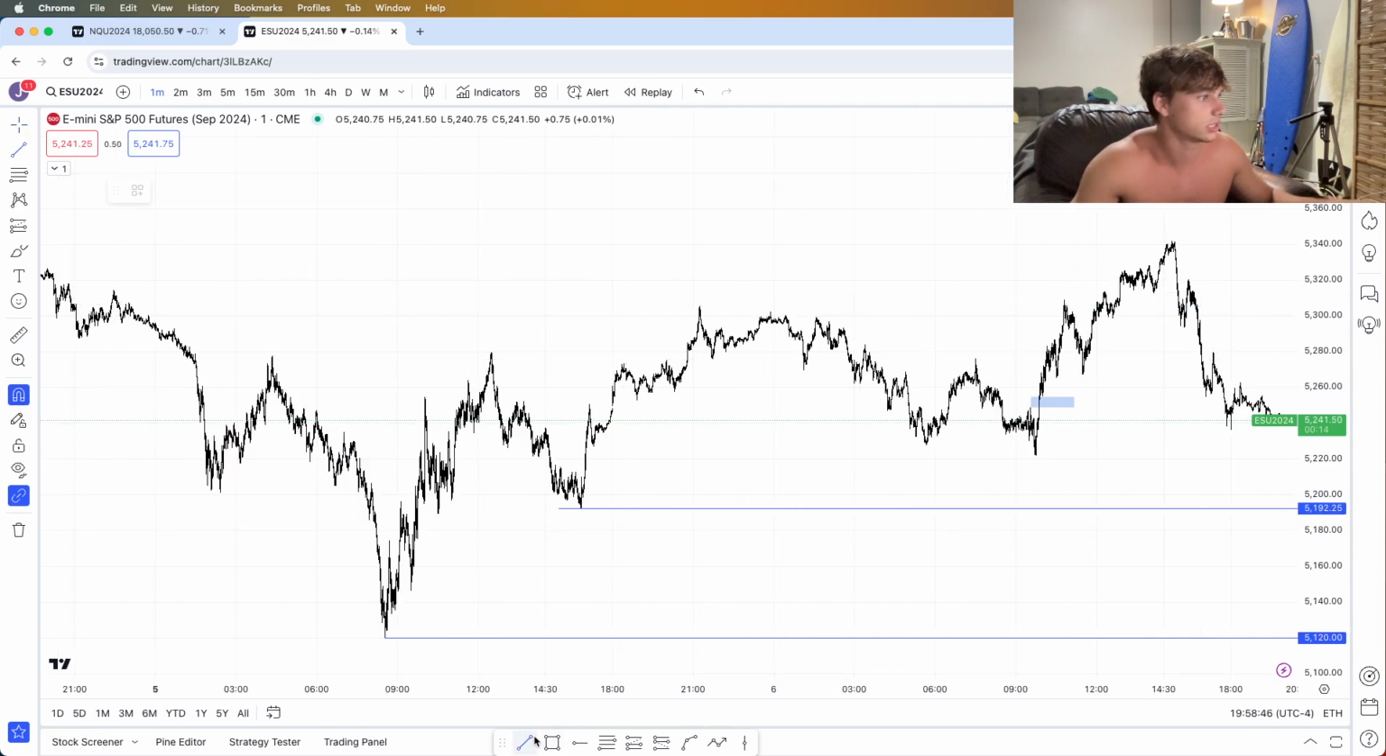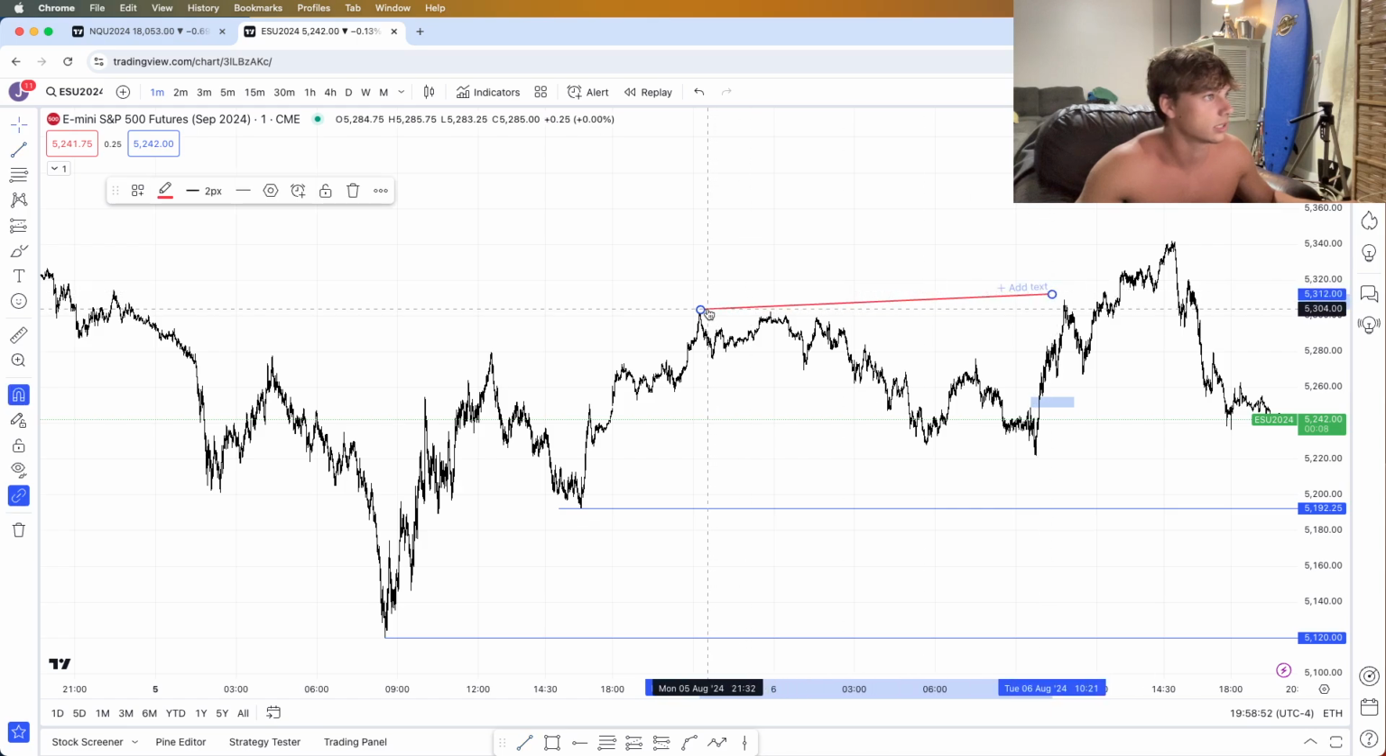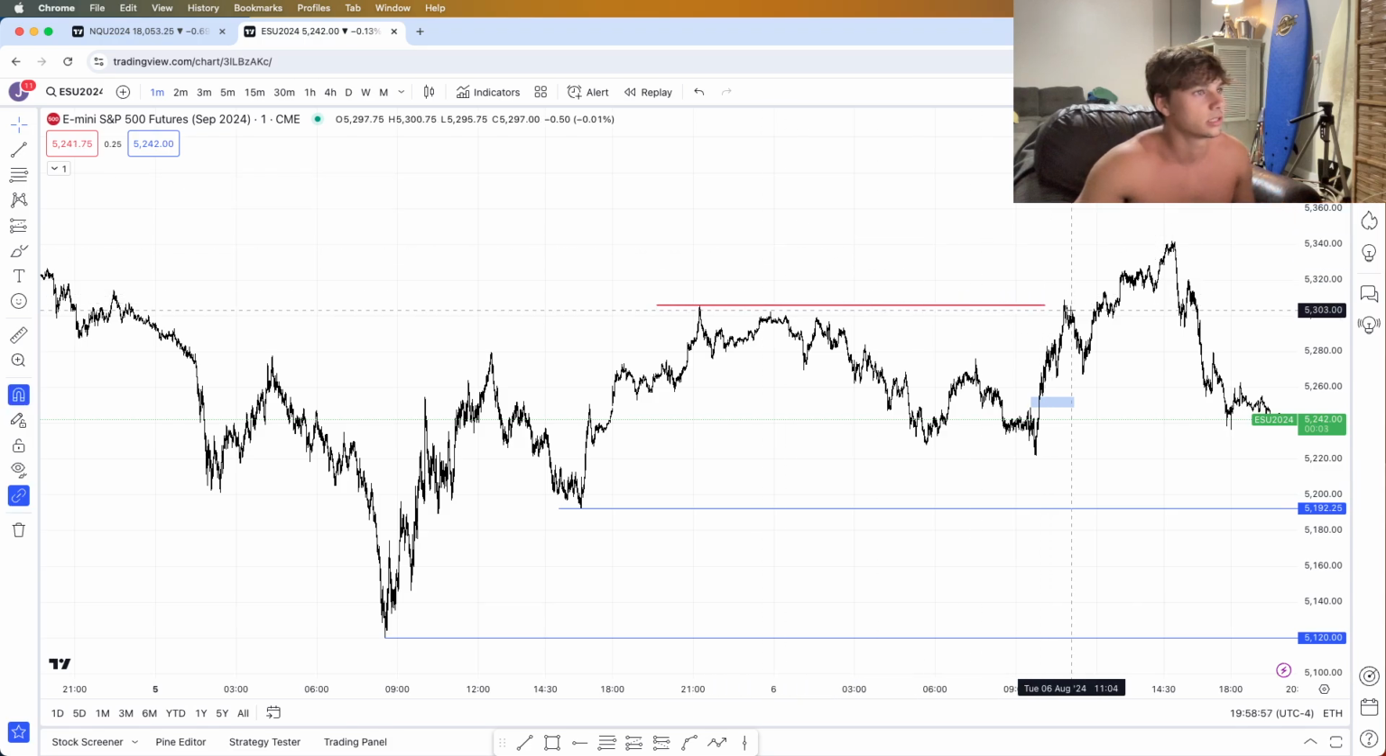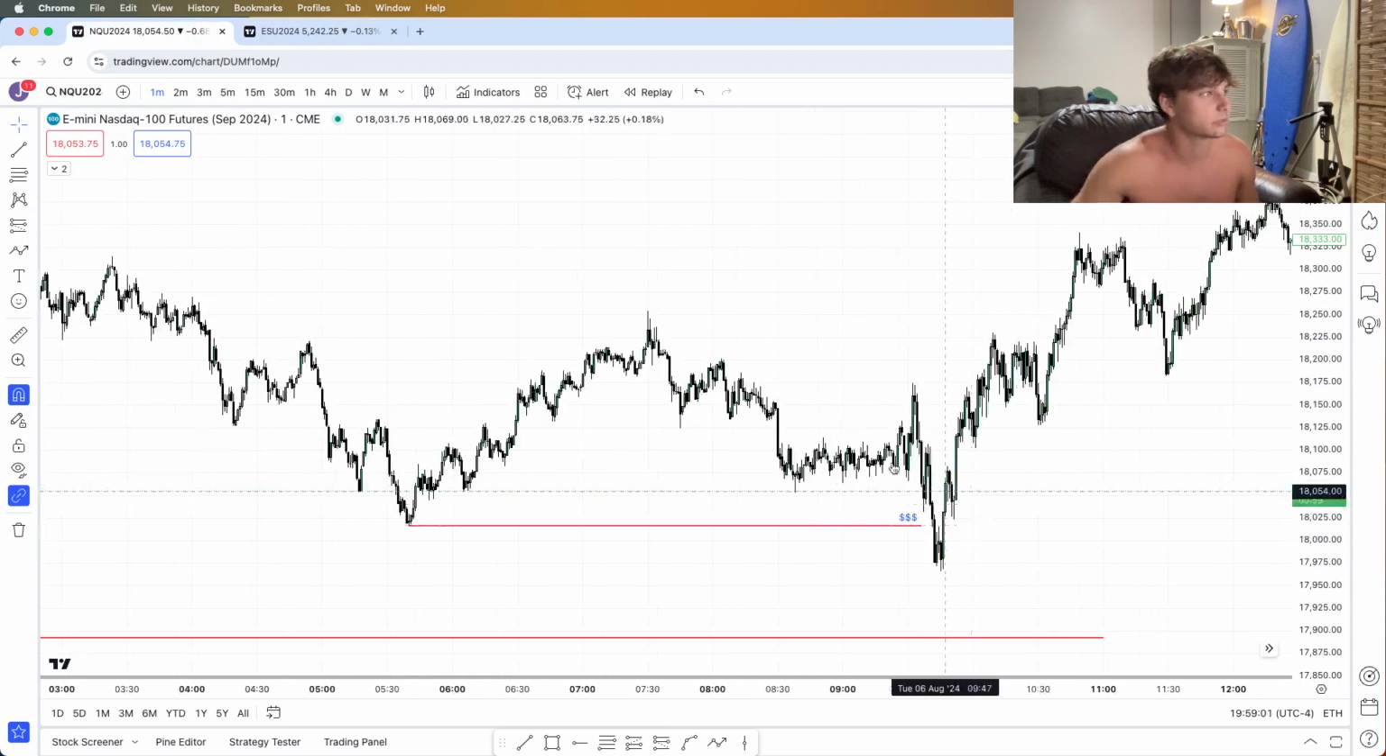And let's put this in on ES. Let's see. That's not good. There we go. So liquidity here. So we did not have an SMT, but what do we have?